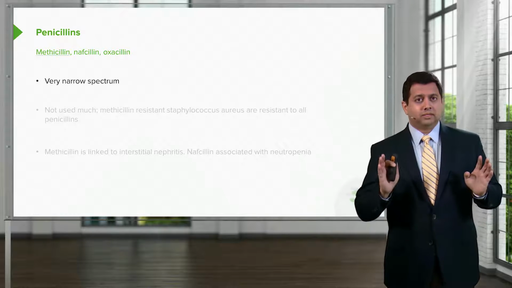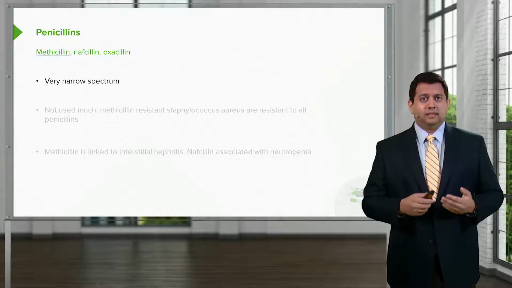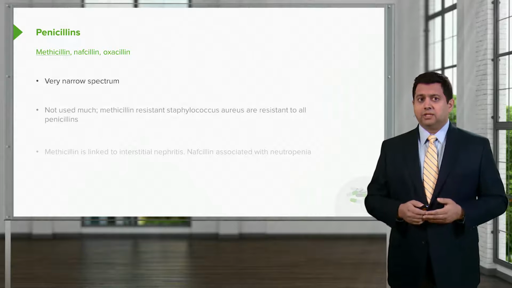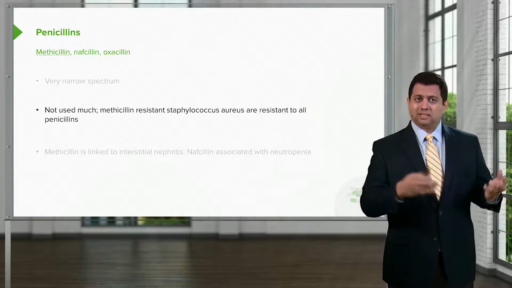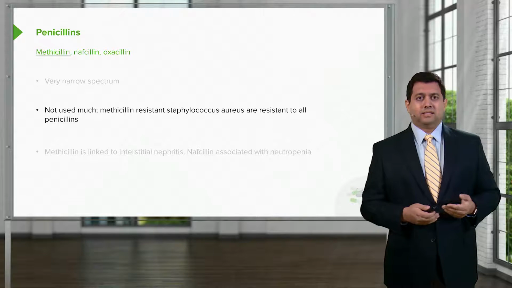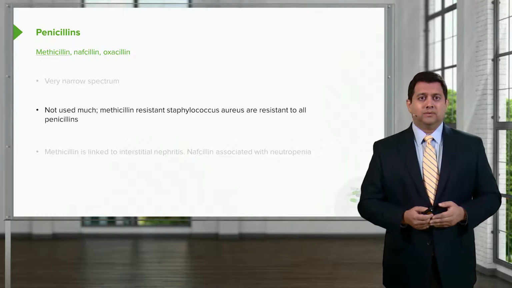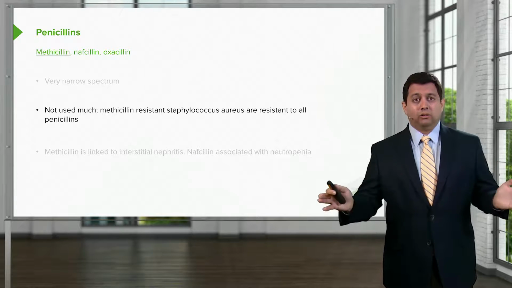Now, we'll talk about some narrow-spectrum penicillins that are out there. Methicillin, nafcillin, and oxacillin are narrow-spectrum agents. They're not used much anymore. I remember when we started medicine, we used to use methicillin all the time. Methicillin-resistant Staphylococcus has essentially taken methicillin off the table in terms of our choice because these MRSAs are resistant to all penicillins.